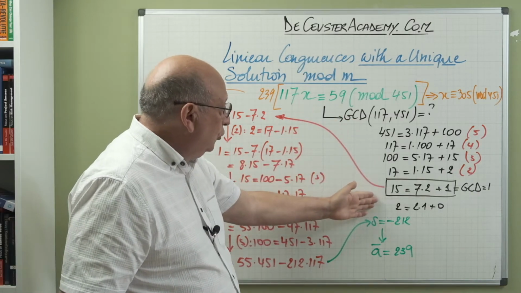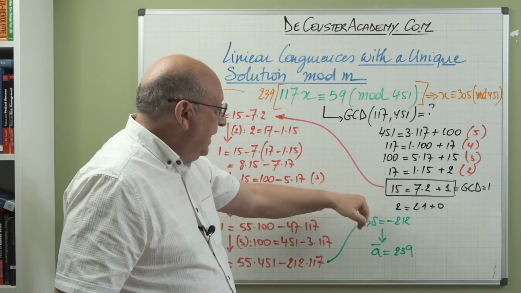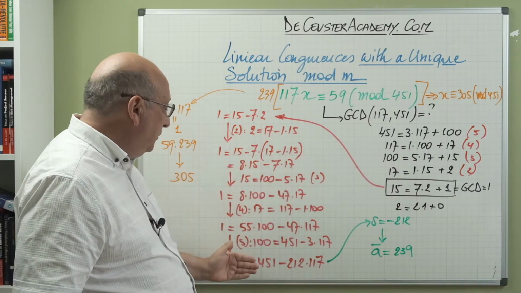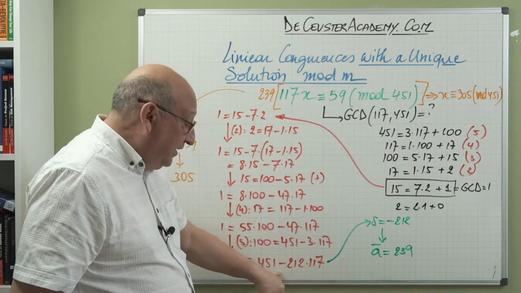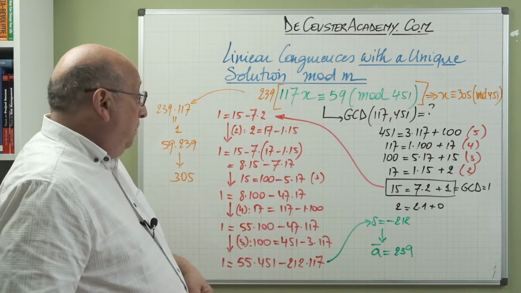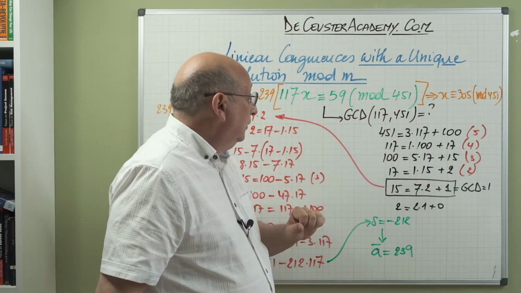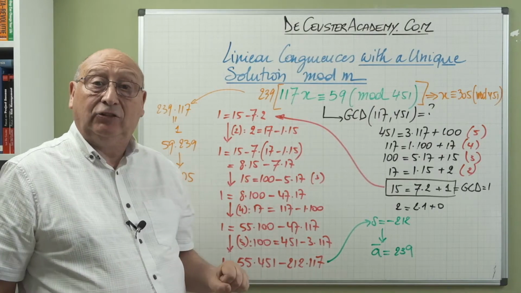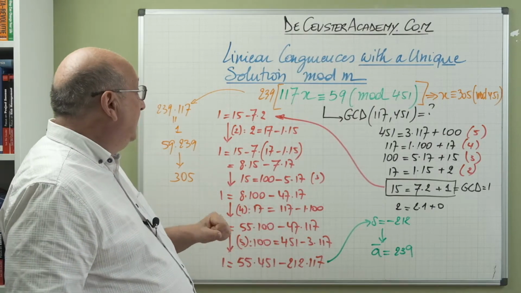We do that using the Euclid algorithm. Then we find the Bezout coefficients by doing the backward pass. We found the negative coefficient here, but we like the positive ones. But with modulus 451, we can find that this is equivalent to 239.